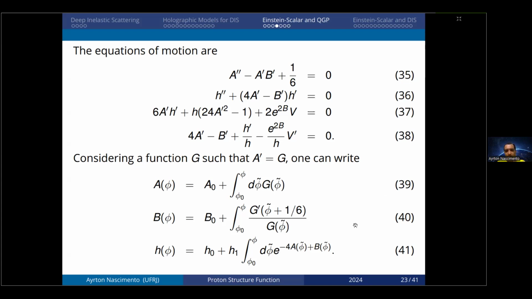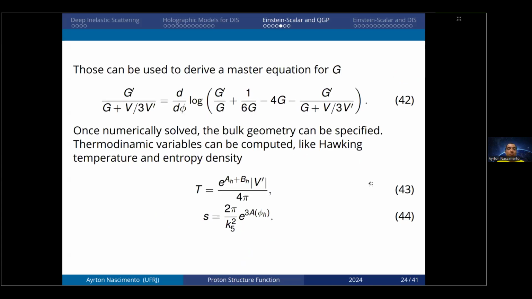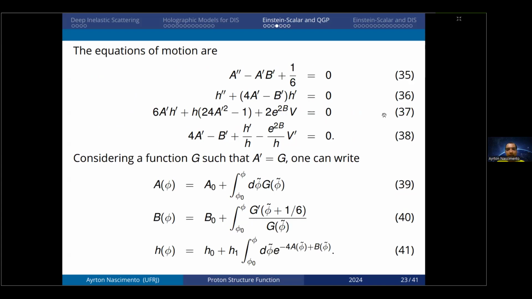Once you have these two sets of equations, you can work out a master equation for this G function over here, which goes like this, equation 42. And once you give some boundary conditions for this differential equation, you can solve it, and you can go back and solve for A, B, and H.